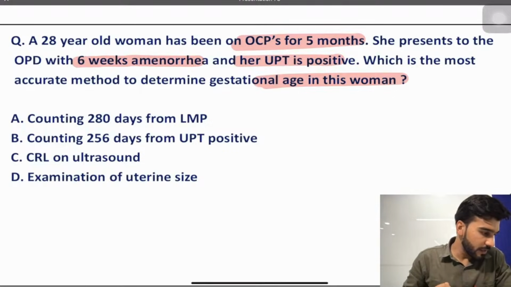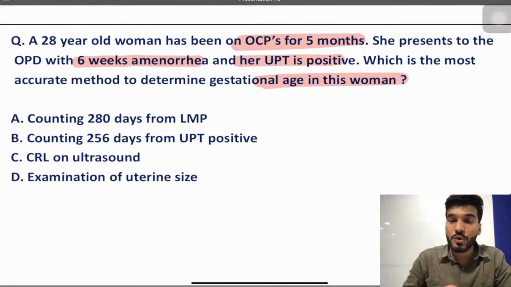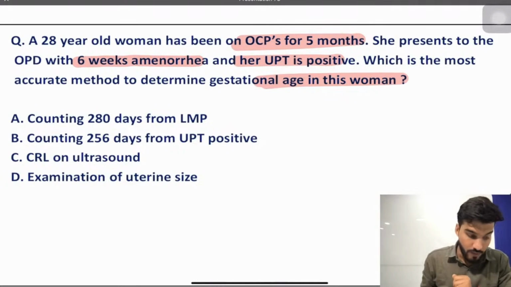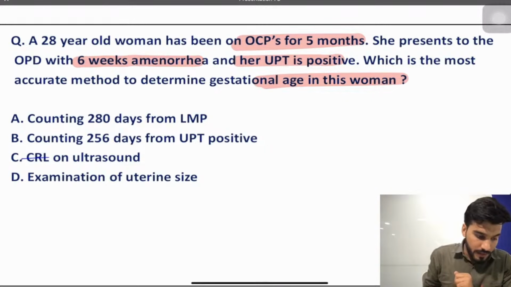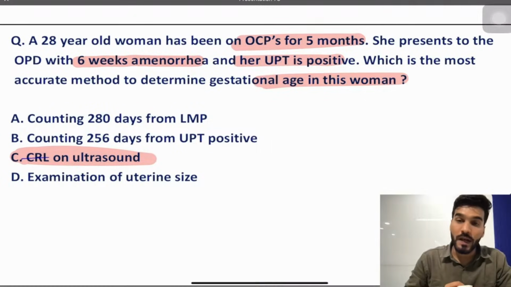Tell me guys. If a woman were sure about her dates, we would go with Naegele's formula. But now she doesn't know about her dates, so for fetal age estimation, it's classically best given with the help of crown rump length. Very good, correct. So the answer is going to be crown rump length on ultrasound.